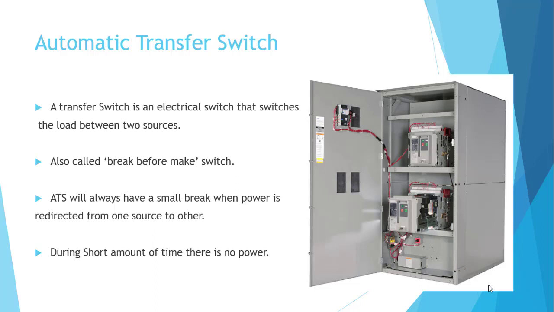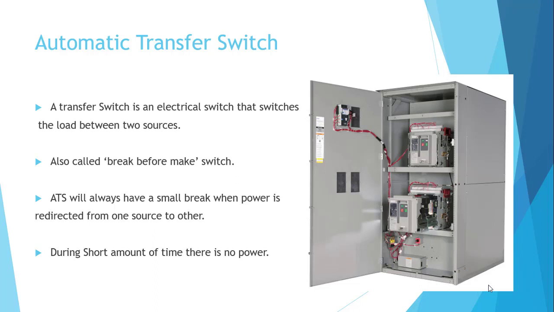Now let's talk about ATS, that is automatic transfer switch. ATS is an electrical switch that switches the load between two sources. Which are those two sources? Local substation and the generator. ATS is also called a break before make switch.